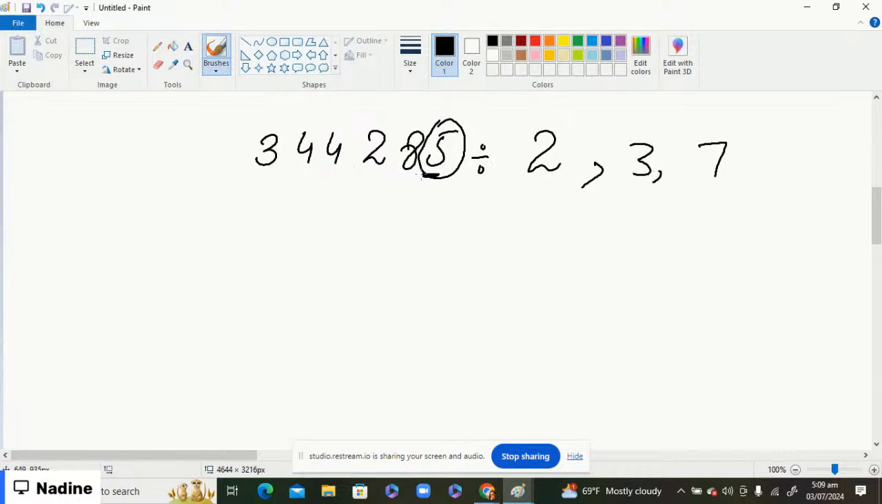So you always check the last digit of this. Is 2 divisible by 5? No. So it is not divisible. 3 divided by 5? No, it's not divisible. 7 divided by 5? No, it's not divisible. So only the number which is divisible is 5. Only one possibility, if the last digit is divisible by 5, then we can say that the full number 344,285 is divisible by 5. Okay, now let's discuss the next one.